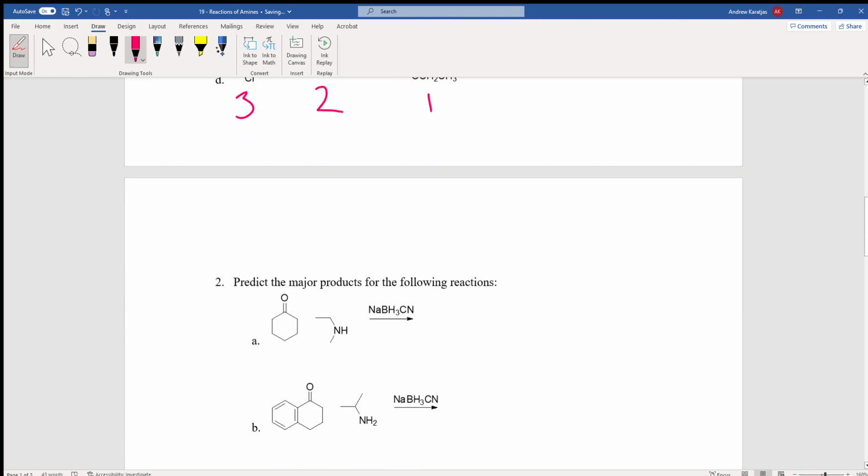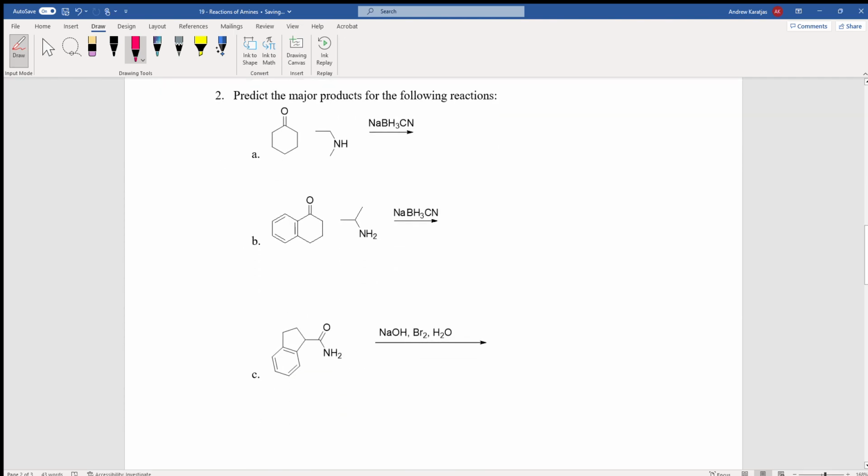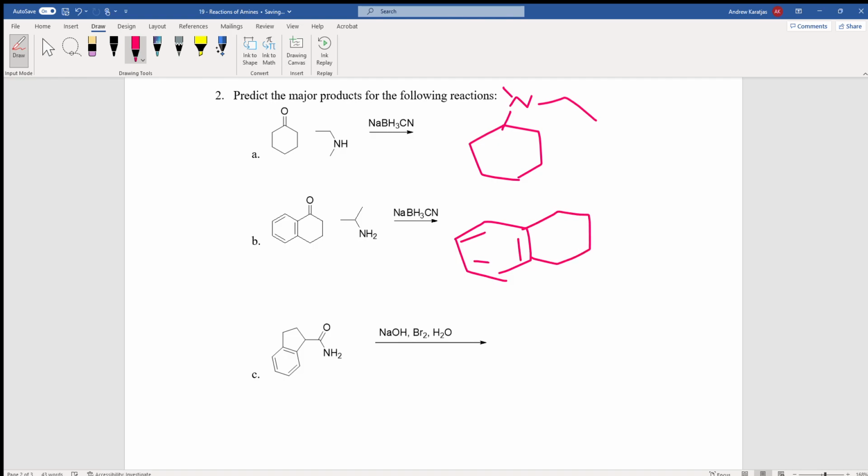All right, question 2, we have a couple reactions to look at. Parts A and B are reductive amination. Remember, that's where the amine adds to the carbonyl, forms essentially an iminium ion, and that immediately gets reduced by the hydride. And so we end up with a product where the nitrogen essentially replaces the carbonyl. And so that's going to be what we see in both parts A and B.